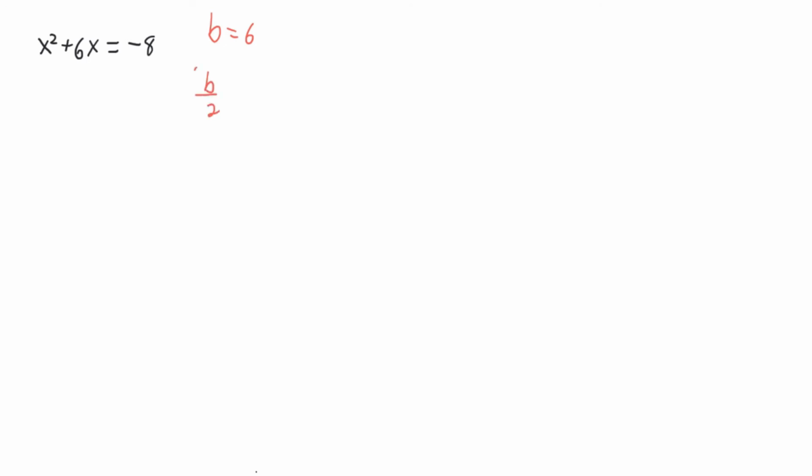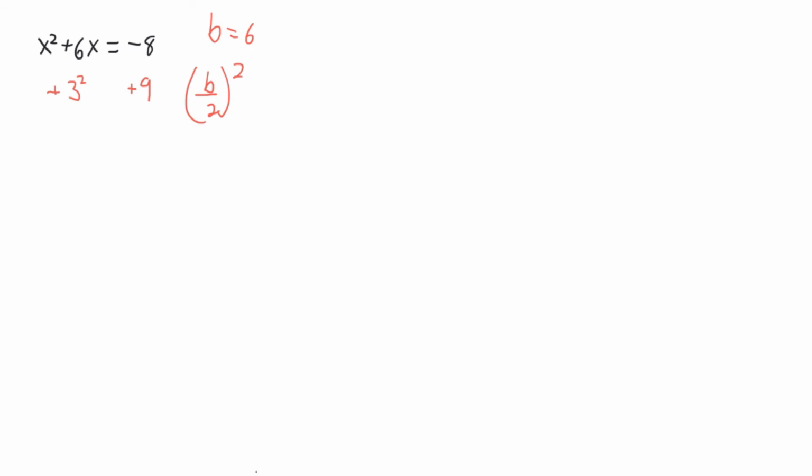B is 6, and we're looking for half of B. In this case, half of B will be 3, and then we're going to square it. So on the left side of the equation, we'll be adding 3 squared, and on the right side of the equation, we'll be adding 9.